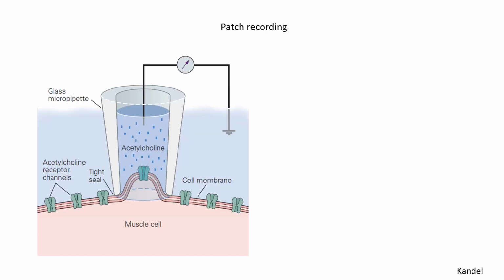How can we measure current through an ion channel? Well, one of the techniques that we commonly use is called patch recording. This term patch refers to the fact that the recording is done from a small patch of a membrane. And the main component in this technique is a glass capillary. So it's a very narrow glass tube which has an opening less than a micron in diameter.